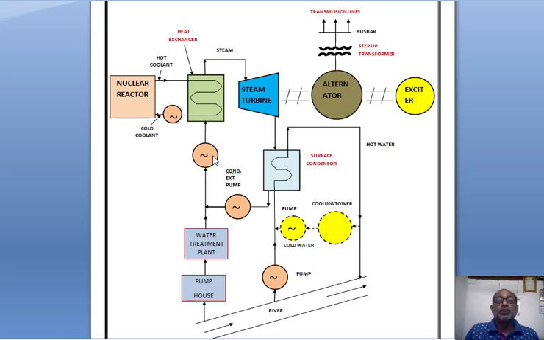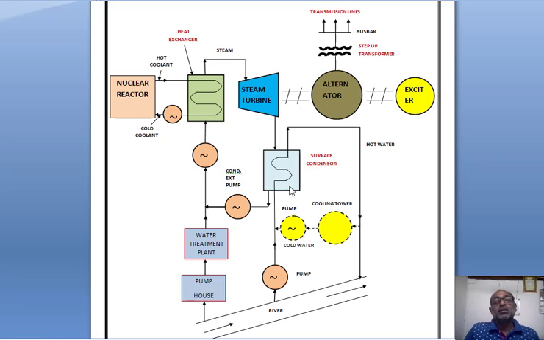So, makeup water, that means the remaining water, is required to produce a sufficient amount of steam. Whatever makeup water is required to produce a sufficient amount of steam in this heat exchanger is taken out from the river. Water is taken from this pump house, and then it passes through this water treatment plant where the dissolved and undissolved impurities are removed. Then this makeup water is passed to the heat exchanger through this pump.